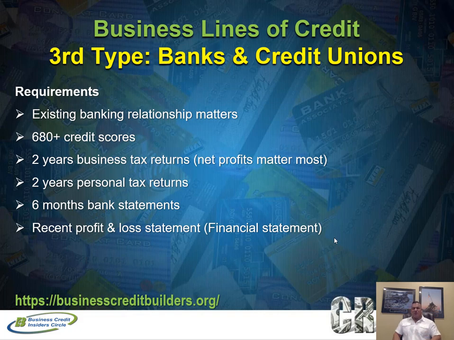Now, you're thinking, well, I thought I could get a traditional line of credit just using my personal credit report. No, that's business credit card funding, folks. I'm being completely upfront with you on how this works in getting lines of credit, okay? This is the third type of line of credit. This is traditional. This is lots of documentation. The bank's going to require a personal guarantee, and this is for unsecured business lines of credit, not secured.